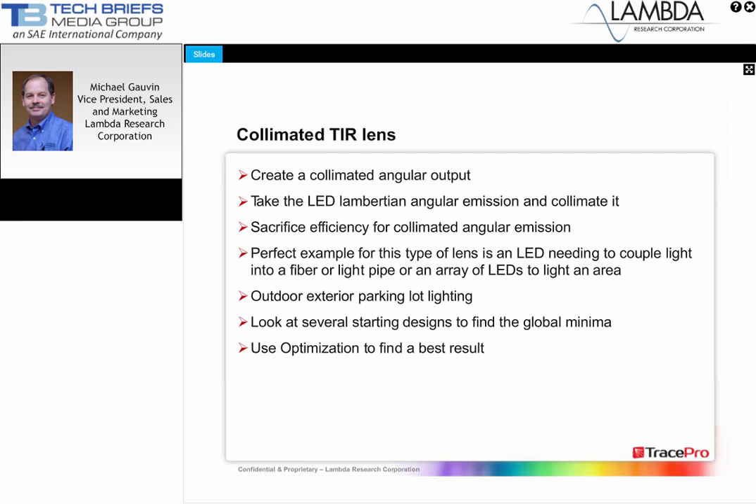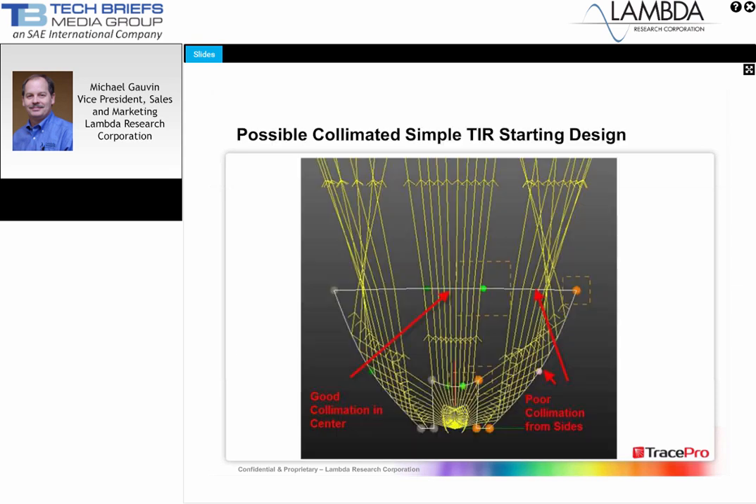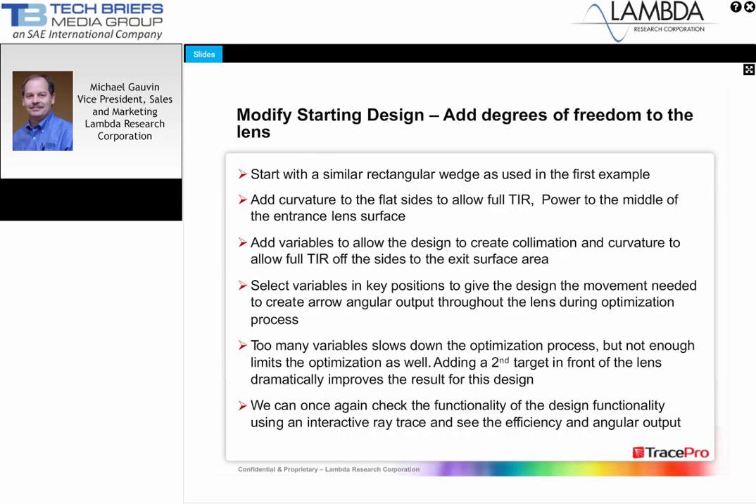We can look at several starting designs, but in this case, because of the length of this webinar, I'm just going to look at one starting design, and then we'll look at a final optimization. So instead of going with the wedge that we used last time, we can build upon that last example. We can see that we've got good collimation in the center if we use a little bit of power on that top surface. But once again, we're getting poor collimation from the sides, although we are getting complete TIR.